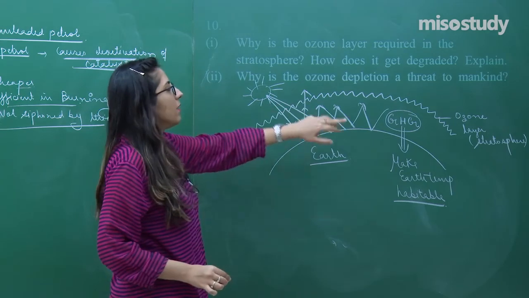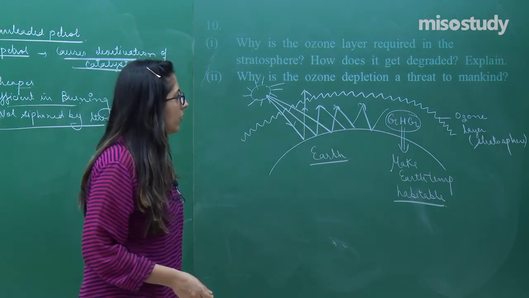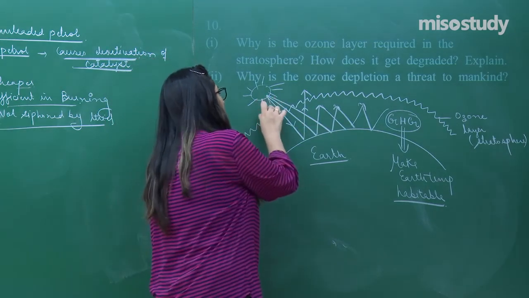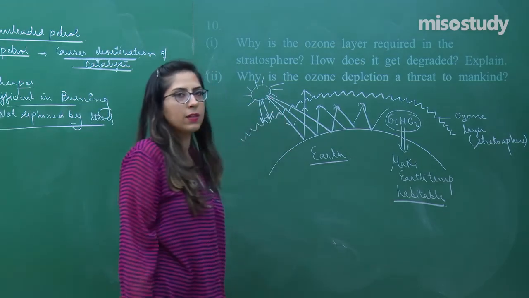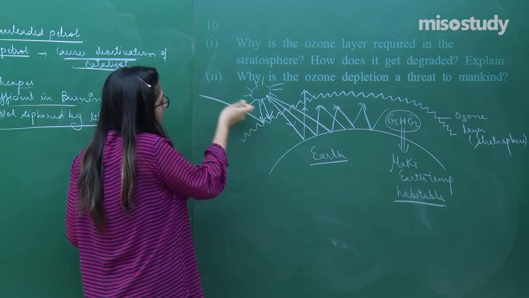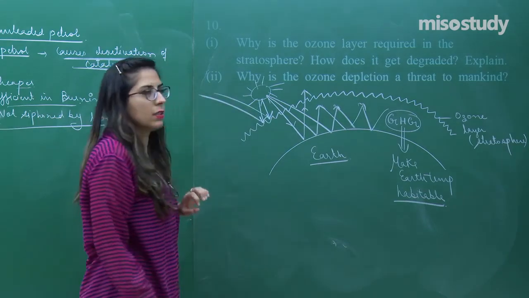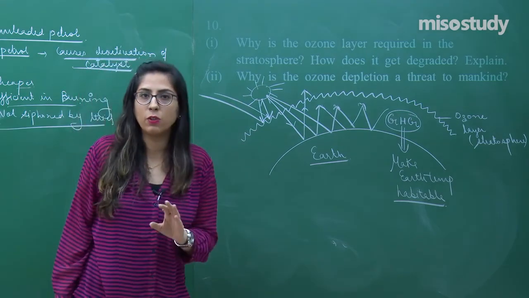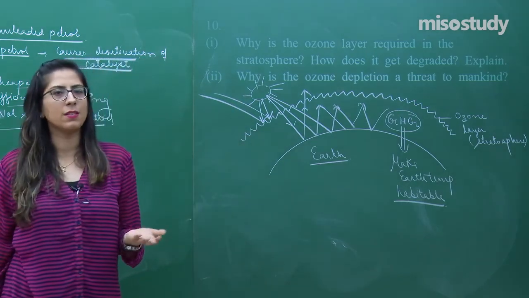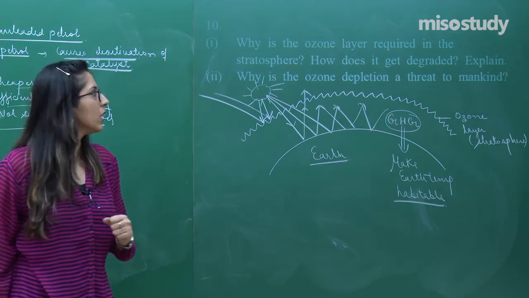Here I have made the ozone layer. This ozone layer doesn't allow some of the harmful rays to penetrate onto the earth's surface. They will be reflected back from this position only. This is the function of the ozone layer. This is the use of the ozone layer. Why is ozone necessary? This is the reason for that.